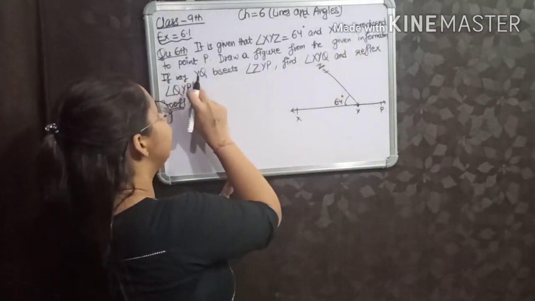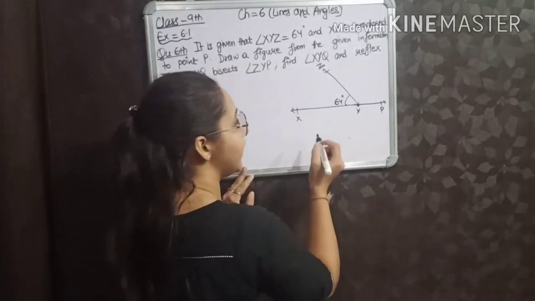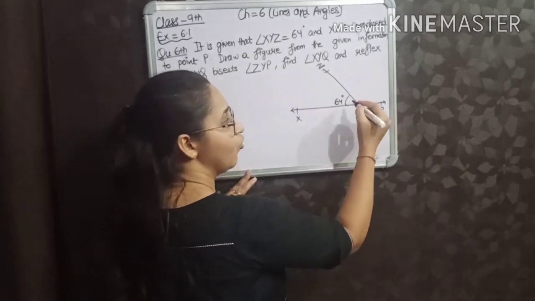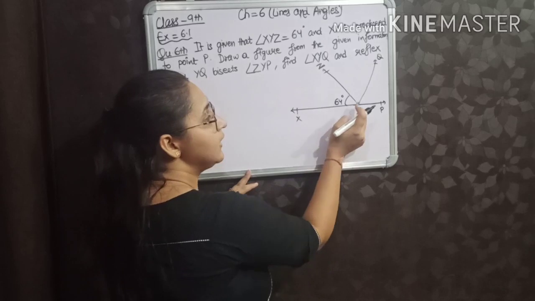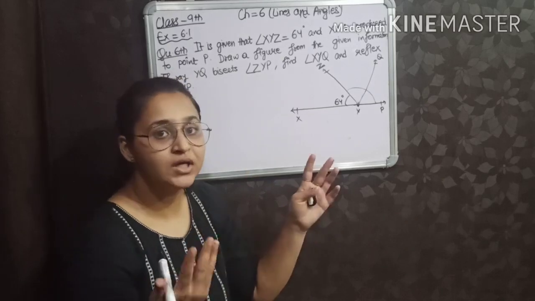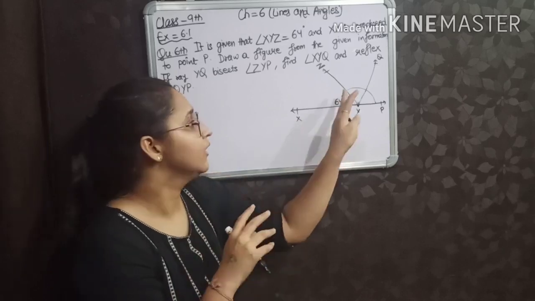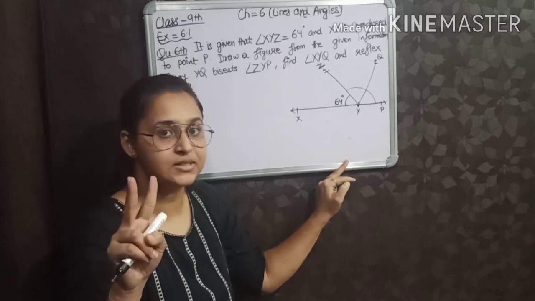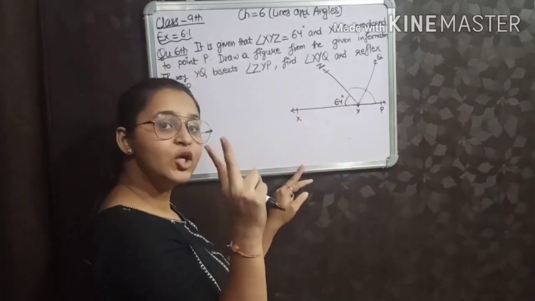Draw a figure, and if ray YQ bisects angle ZYP, where is angle ZYP? This is the angle, and ray YQ, we can take the ray as this. This is YQ, and this ray is bisecting this complete angle. What does this mean? Bisect means it is dividing this complete angle into two equal angles.